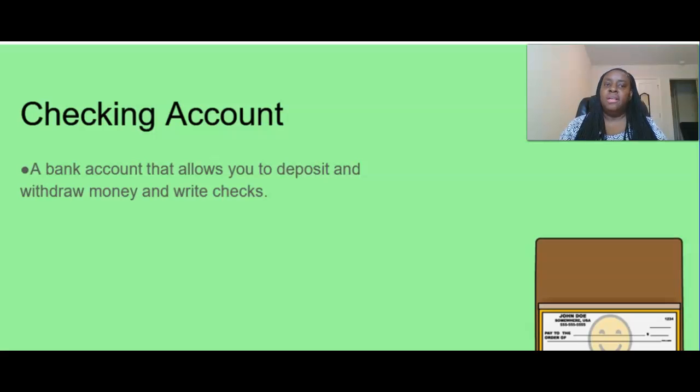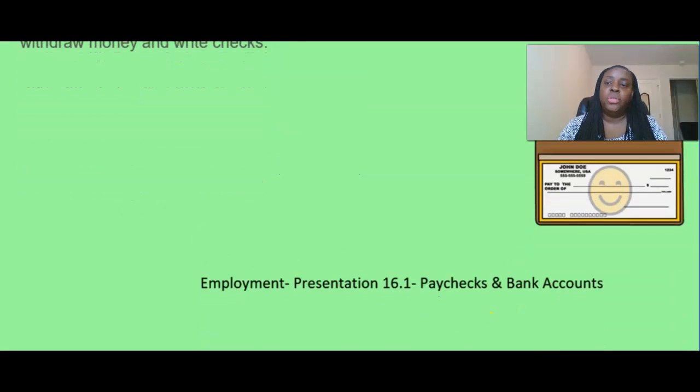A checking account is a bank account that allows you to deposit and withdraw money and write checks. On a checking account, you have a checkbook. You take one sheet and write your bills, writing all this information down about whom it goes to, and then you tear the check out of your checkbook and send it to that person. The person sends it back to the bank, the bank takes the money out, and their money is deposited into their account.